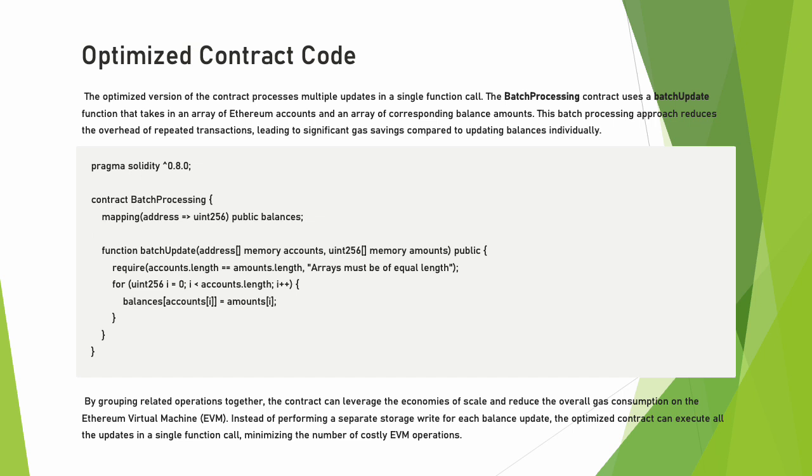By grouping related operations together, the contract can leverage the economies of scale and reduce the overall gas consumption on the EVM. Instead of performing a separate storage write for each balance update, the optimized contract can execute all the updates in a single function call, minimizing the number of costly EVM operations and reducing the gas cost.